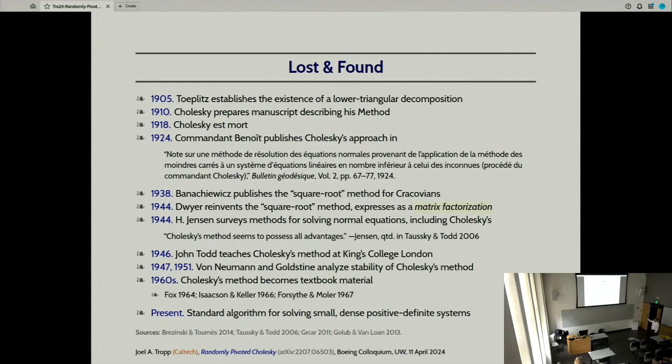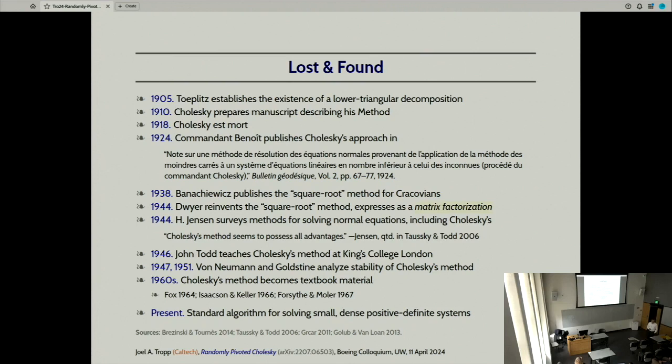Cholesky prepared this manuscript describing the method in 1910, and he died in 1918. And the method would have been lost, except that his colleague, the Commandant Benoit, publishes his approach in this paper. This is the title, not the abstract. Note on a method of solving normal equations coming from an application of the method of least squares to a system of linear equations whose number is smaller than the number of unknowns, process of Commander Cholesky, published in the Geodesic Bulletin in 1924, so 100 years ago now.